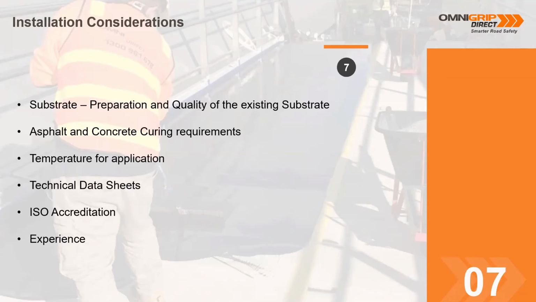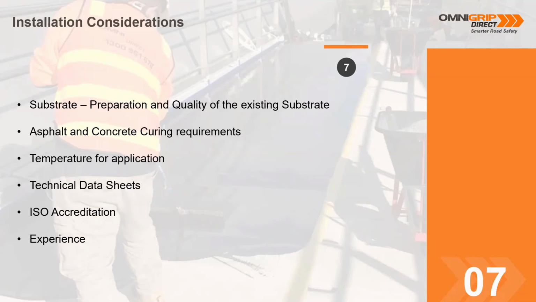So the substrate, the preparation and quality of the existing substrate. This is really important to understand, because any surface treatment, be it an OmniGrip or an alternative, is not a replacement for the existing substrate. So the substrate must be in reasonable quality. It must be free from cracks and crocodile cracks and all this sort of stuff. Our material will not replace a substrate. It's designed to enhance the skid resistance on top of a substrate. So that's really important to understand.